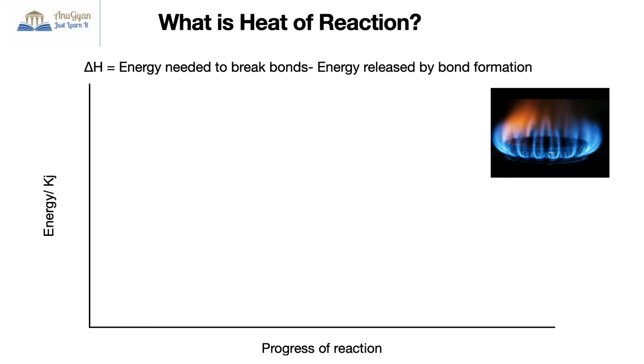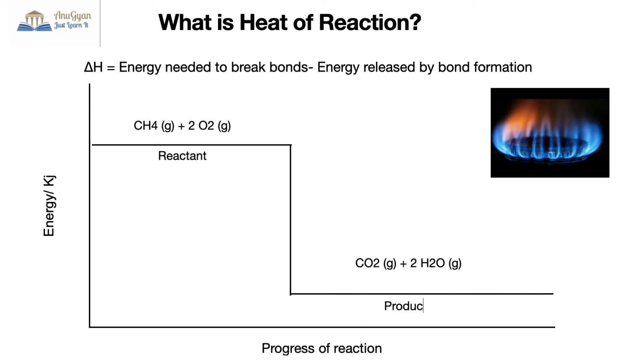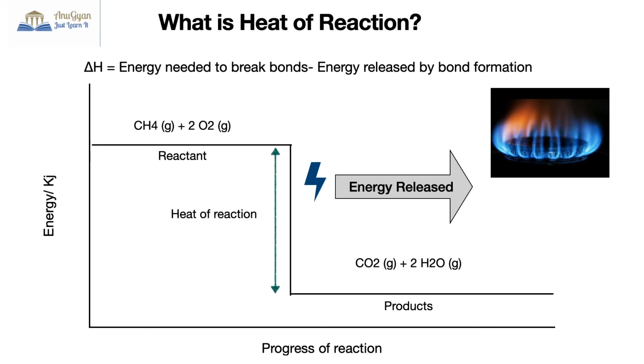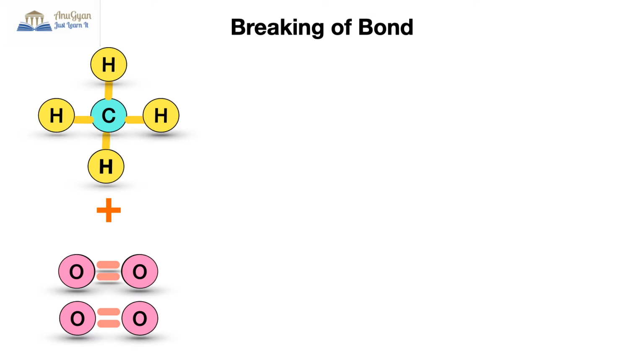Let's construct an energy profile. Our reactants are methane and oxygen, and after the reaction occurs, we get the products of carbon dioxide and water. This process is exothermic, that is why energy is released, and the difference, which is clearly shown on this graph, is the heat of reaction. So just to remember, know that energy needed to break bonds subtracted by energy released by bond formation is heat of reaction. Now let's learn about this process in detail.